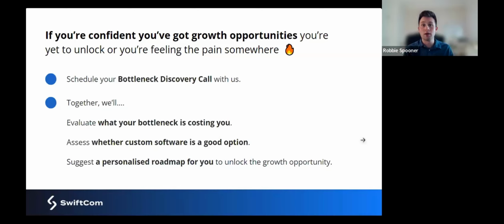We'll assess whether custom software is a good option, or if it doesn't look like it, we're happy to suggest the easiest, cheapest alternative we think might just solve the problem for you. But lastly, if it does look like custom software might be a viable fit, we will then give you a personalized roadmap of what we would suggest actually looks like a viable fix.